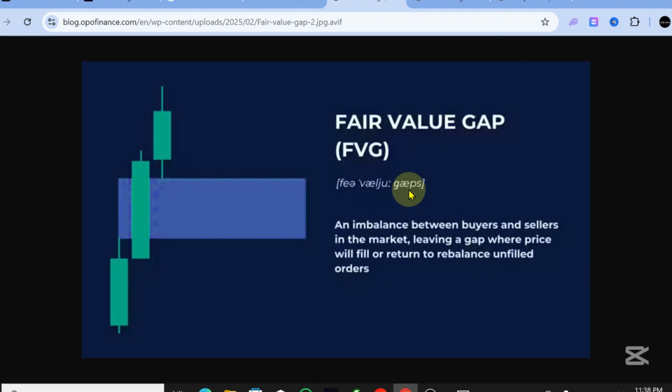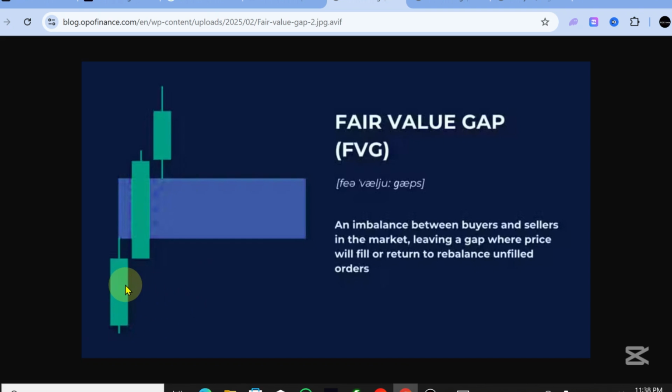Now, what is fair value gap? Fair value gap is an imbalance in the market, and this imbalance is caused by large sums of orders or large sums of money that go to the market. It can occur both in a bullish scenario and in a bearish scenario. I'm going to show you a good example in this video.